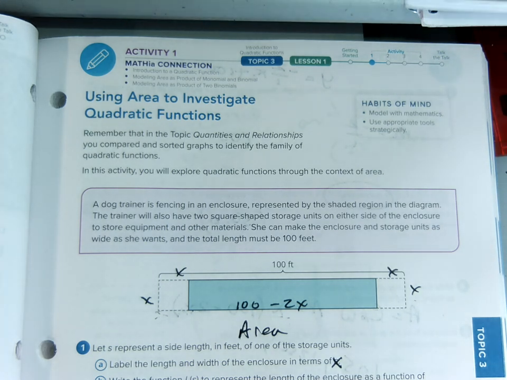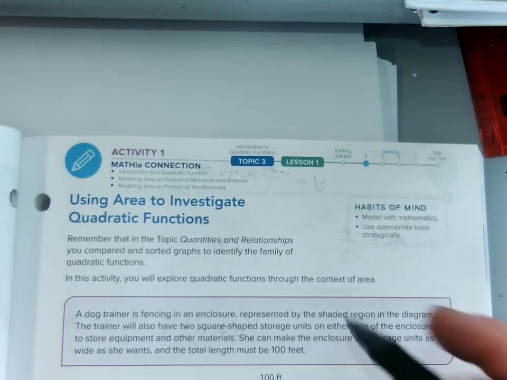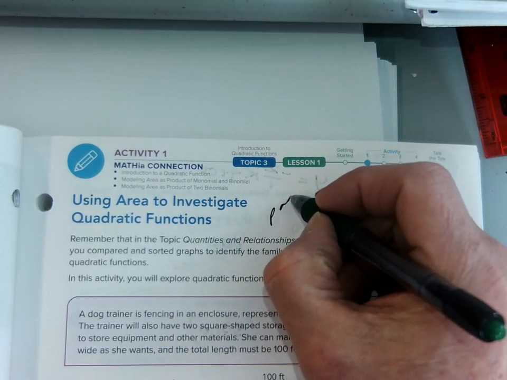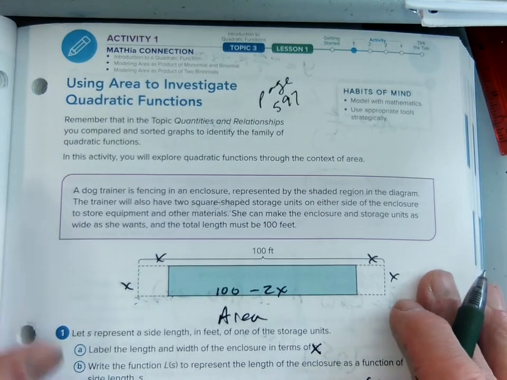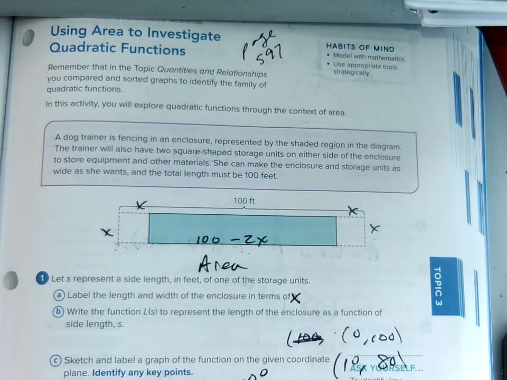Okay, so I'm on page 597. We're starting this whole thing about parabolas. So here's our story problem.